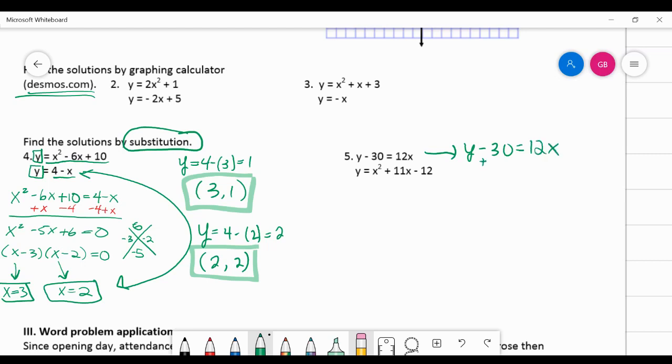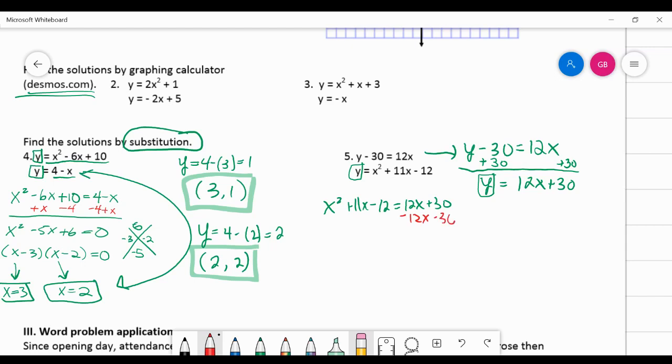To get the y by itself, I'm going to add 30 to both sides. So now I have y equals 12x plus 30. And now I consider it equal to this equation because they're both equal to y. So if x squared plus 11x minus 12 is equal to 12x plus 30, I'm going to bring everything over to the same side so it could be equal to 0. So I'm going to subtract 12x and subtract 30 from both sides.